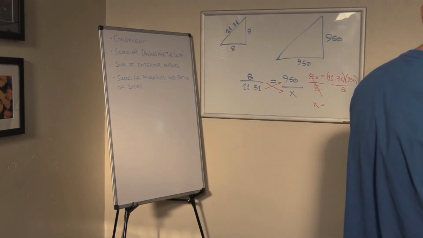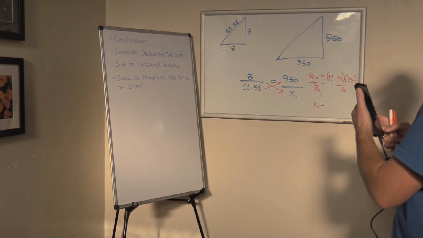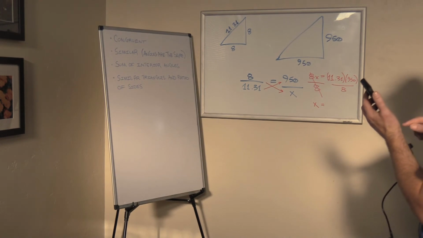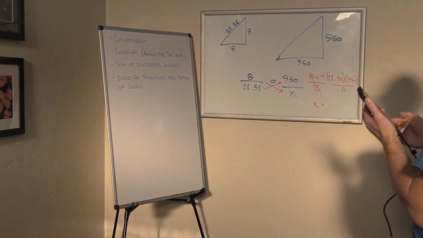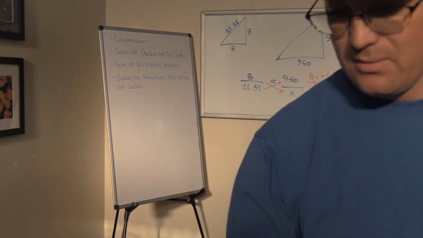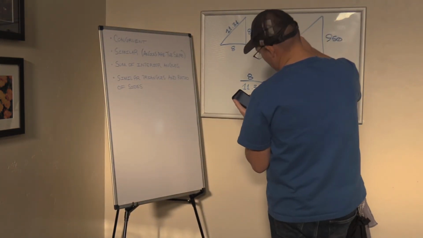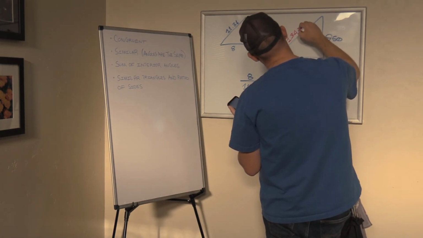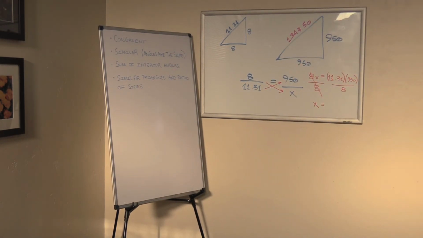Okay, so let me go do that math real quick, because I'm not going to do it in my head. Okay, so we got that 11.31 times 950. And then we're going to divide that by 8. Okay, and our missing side here is going to be 1343.50. We'll carry that out to the 100th.